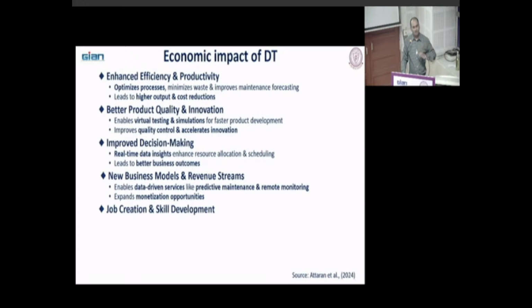Don't now go for the regular kind of jobs. Okay, logistics manager, all those things. Risk management, another very interesting scope. New roles in DT development, digital twin development, data analysis, cyber security.